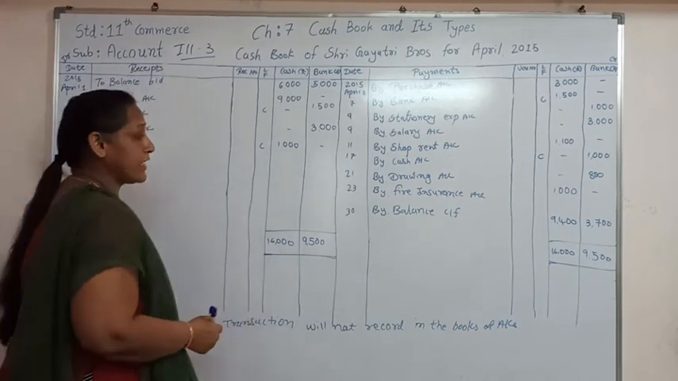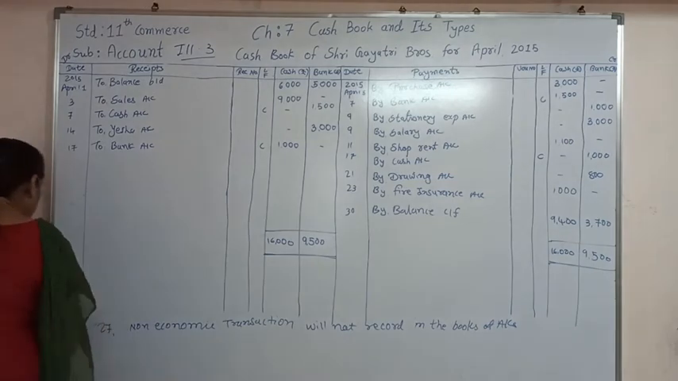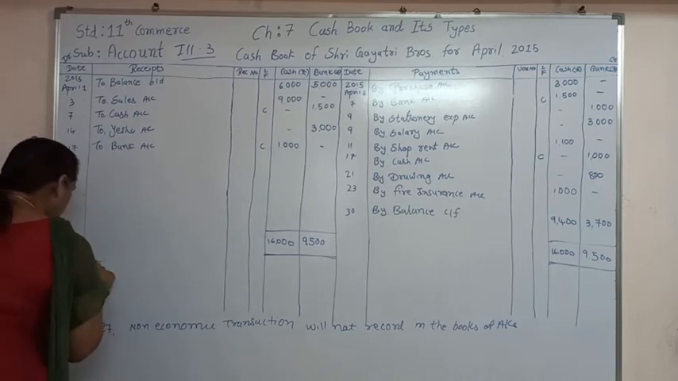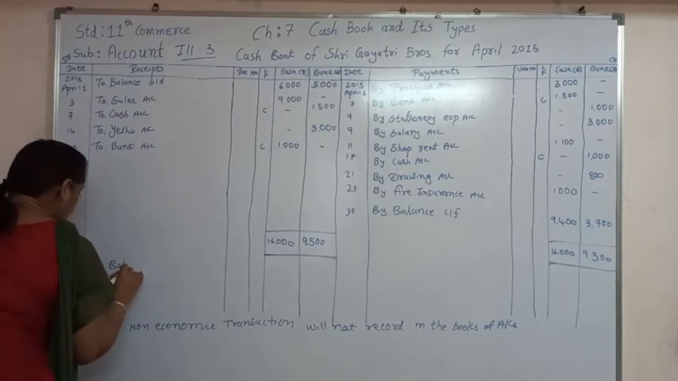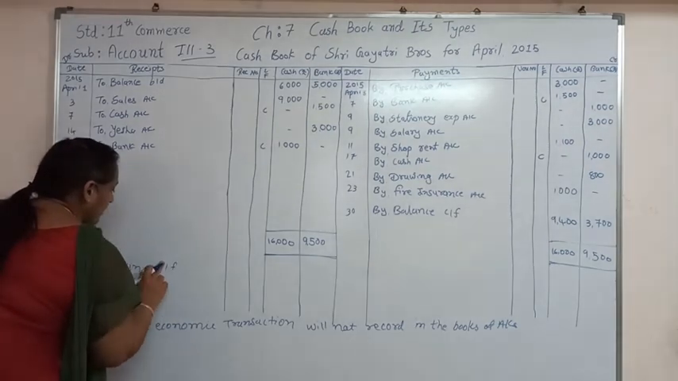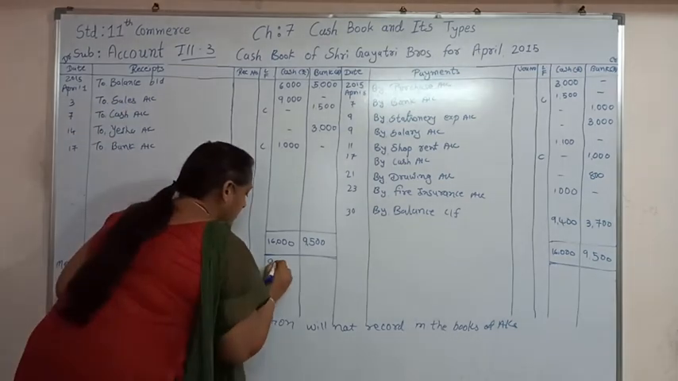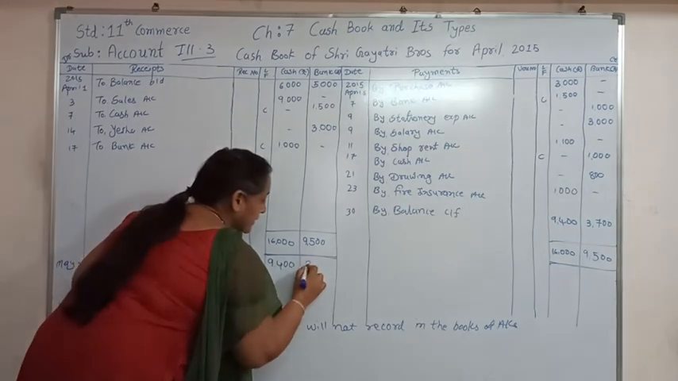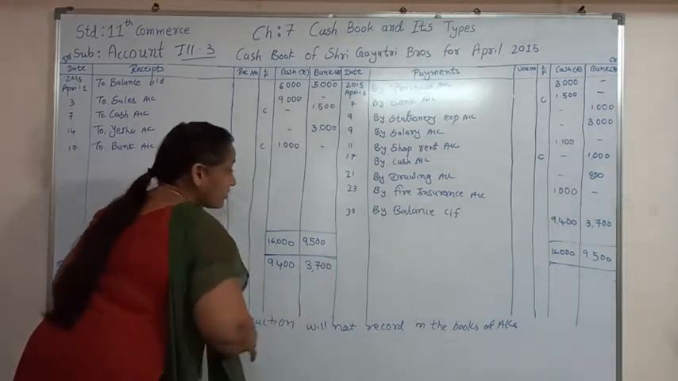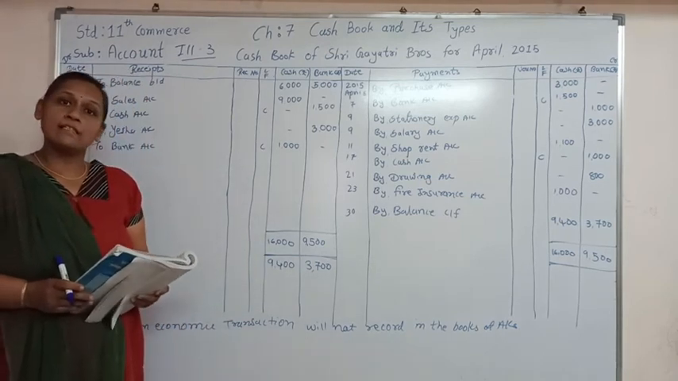This we are going to take to the debit side in the next month, that is May 1st, and it is called to balance carried forward, and it is 9,400 and 3,700. So this is how we are supposed to prepare the two column cash book of cash and bank columns.